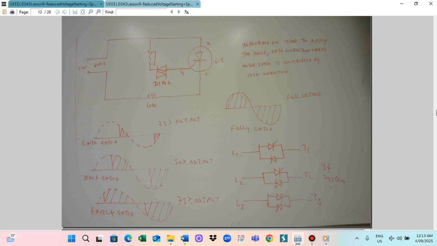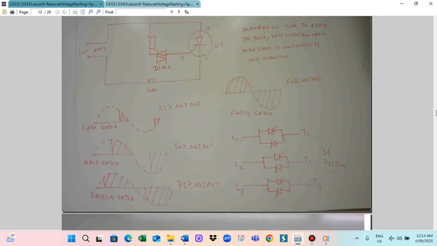If you use the SCR for the three-phase drive system, we have to connect the SCR for that. So this is for the power circuit. Then the gate terminals are connected to the appropriate three-phase drive system. Then the motor speed will vary. So this is for the electronic control system.